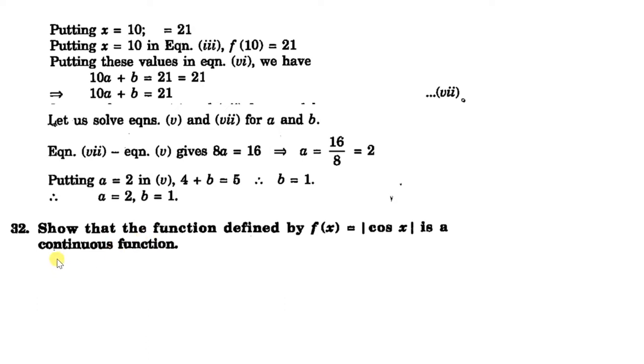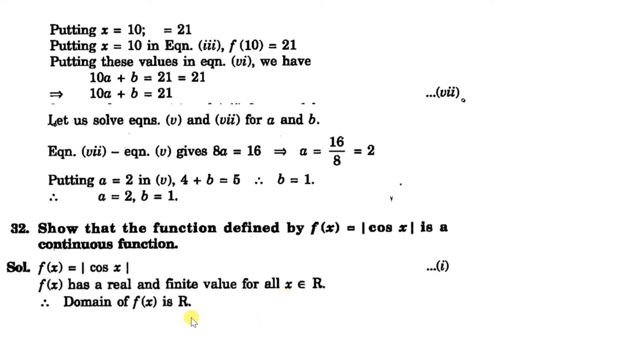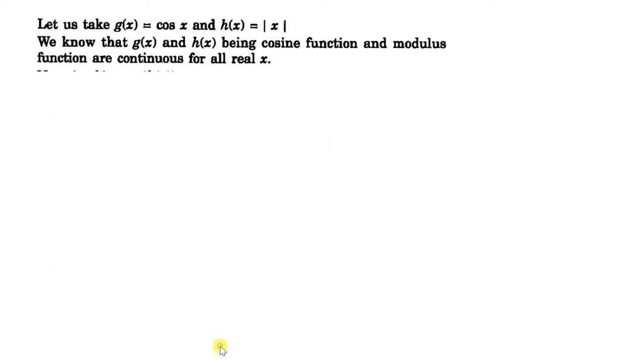Now another question is: show that the function defined by f(x) equal to mod cos x is a continuous function. So here f(x) can be written as a composition of two functions. One is the cosine function and another is the modulus function. The domain of f(x) is R because it is defined for all values of x.